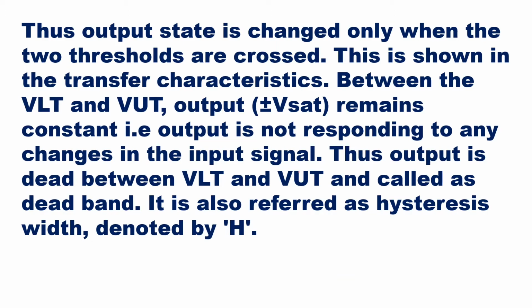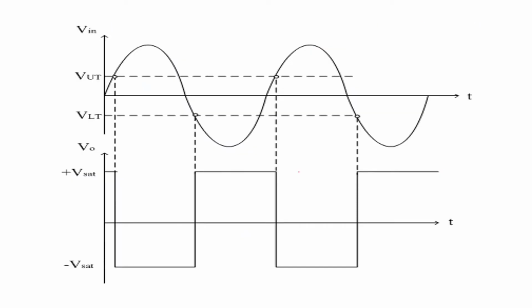Now the last definition over here. Thus, the output state is changed only when two thresholds are crossed. This is shown in the transfer characteristics. Between the lower threshold and upper threshold, the output plus or minus Vsat remains constant, and the output is not responding to any changes in the input signal. Thus, the output is dead between VLT and VUT, and this condition of dead band is called hysteresis. This also we can see when we observe the waveform. So here you can see this is the waveform, a simple waveform shown.